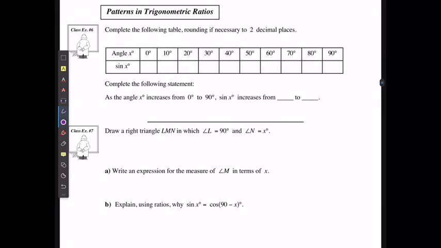So if we are completing the following table, round to 2 decimal places if necessary, I'm just going to put into my calculator sine of 0, sine of 10, sine of 20, 30, 40, and so on. So in this case, sine of 0 is going to be 0. Sine of 10 is 0.17. 20 is 0.34. 30 is 0.5. 40 is 0.64. At 50, it's going to be 0.77. 60 is 0.87. 70 is going to be 0.94. 80 is going to be 0.98. And 90 is going to be 1. As the angle of x increases from 0 to 90, sine of x increases from 0 to 1.